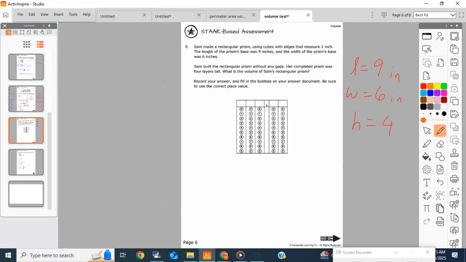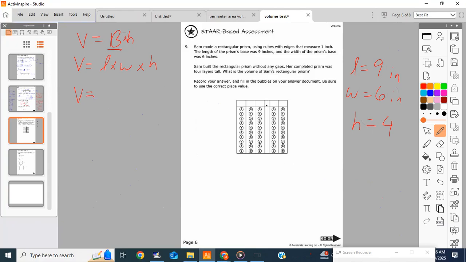Well, they're giving us length, width, and height. And so we know we have a formula, volume equals length times width times height. We also have one that's volume equals area of the base times height. But since they didn't calculate that area of the base for us, might as well go ahead and use the formula where the variables line up with what they give us. So let's substitute in. Do we know the V? Do we know the volume? Nope, that's what we're looking for.